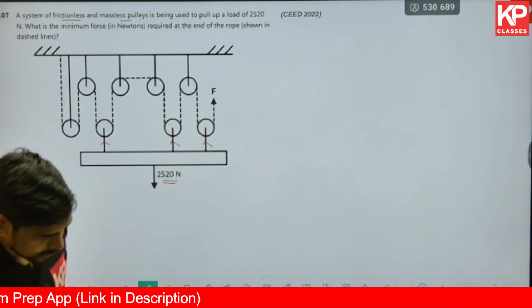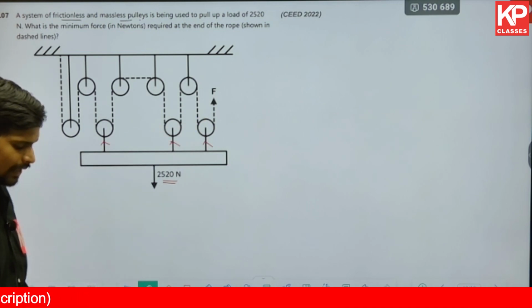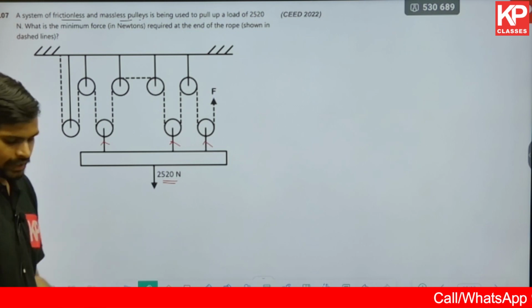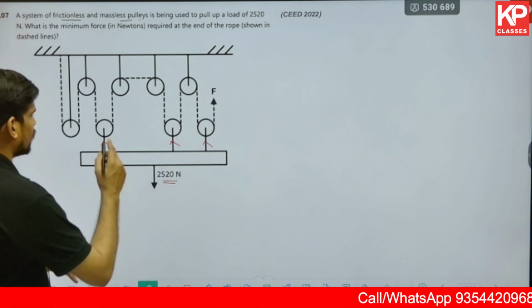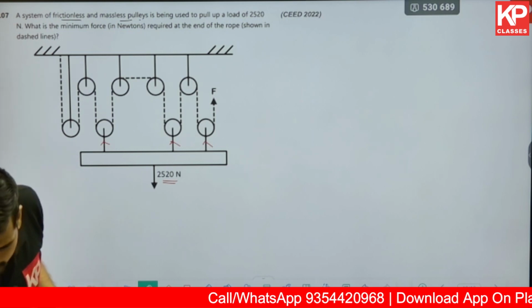So how much is it? There are only 3 connections, right? So if there are 3 connections, you need to divide it into those 3 places. So 2520 divided by 3 is 840 newtons in each of these. So this pulley is going to support 840, right?